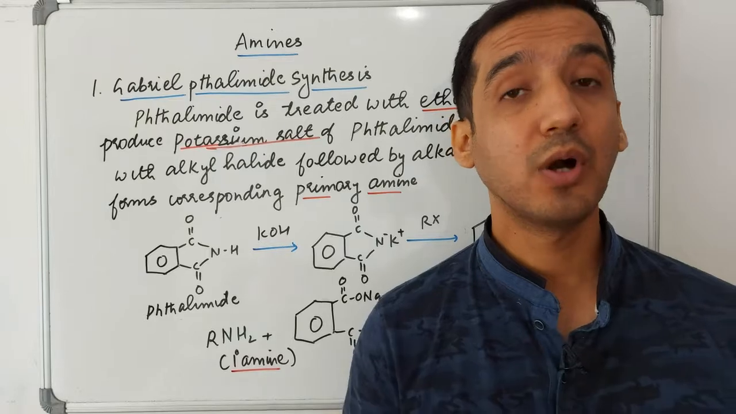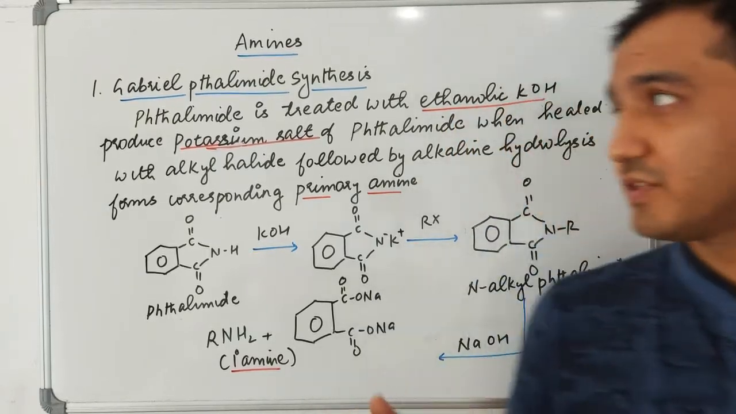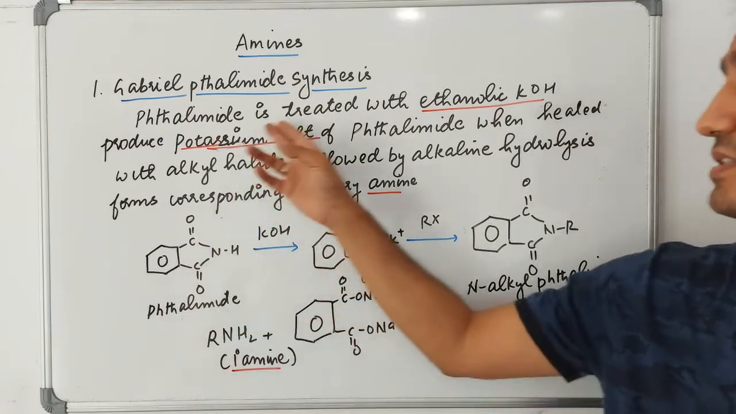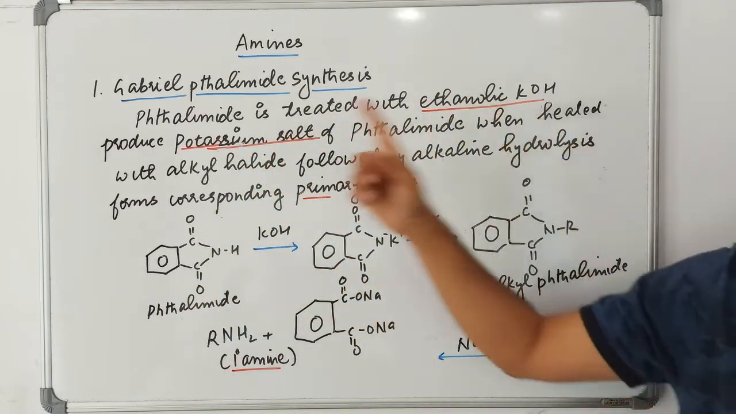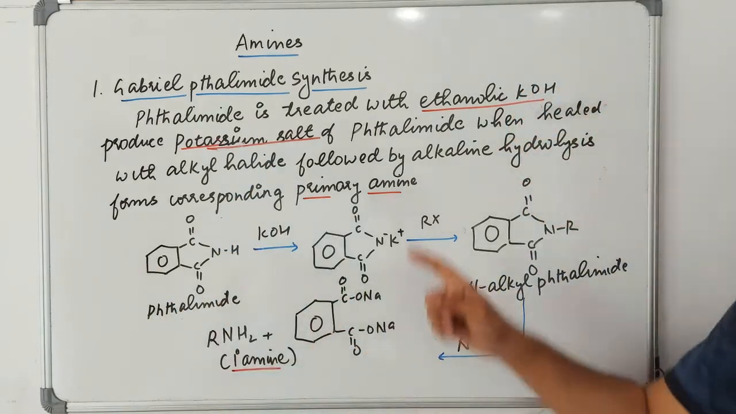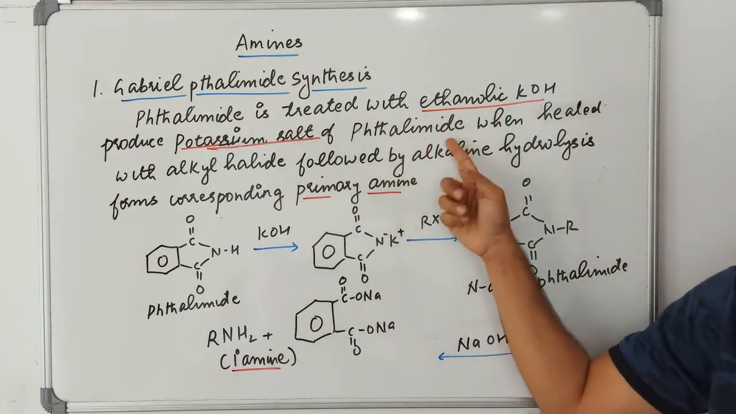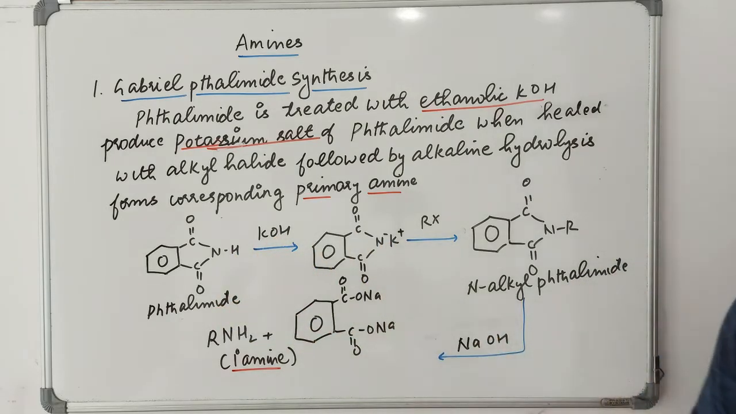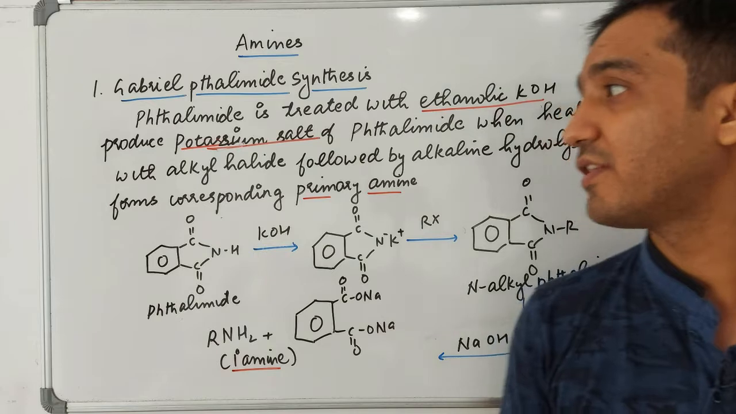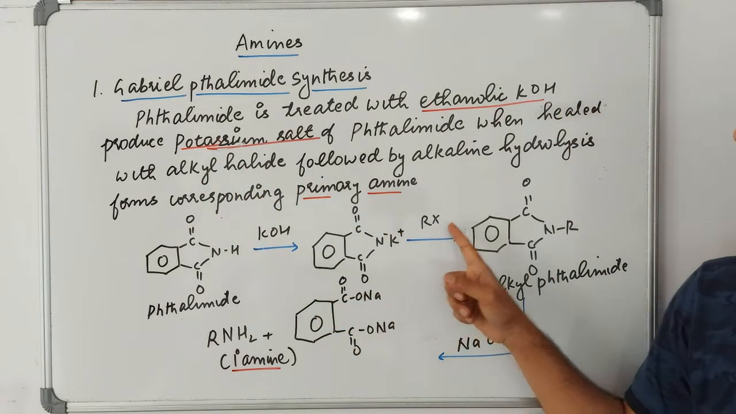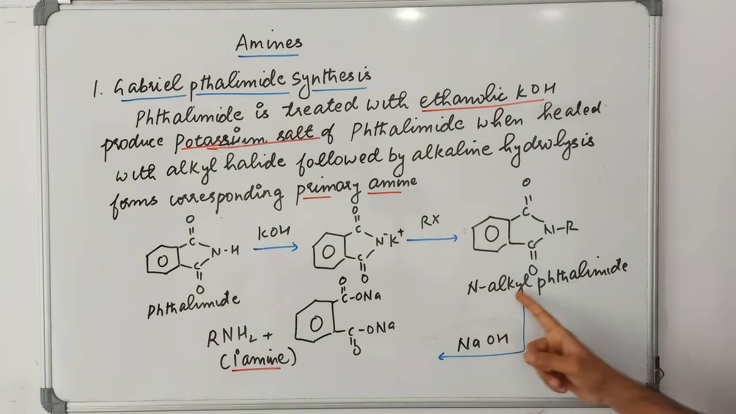Now we talk about the important reactions of amines. So the first reaction is the Gabriel phthalimide synthesis. In this reaction, first you take phthalimide. It is treated with ethanolic KOH solution. So you take ethanolic KOH solution, resulting in the formation of the potassium salt of phthalimide. So here what happens? K will replace the H, you get the potassium salt of phthalimide, and then you react it with alkyl halide, resulting in the formation of an N-alkylphthalimide.